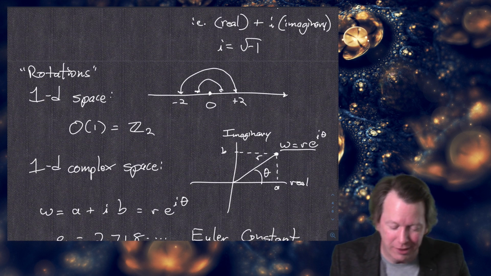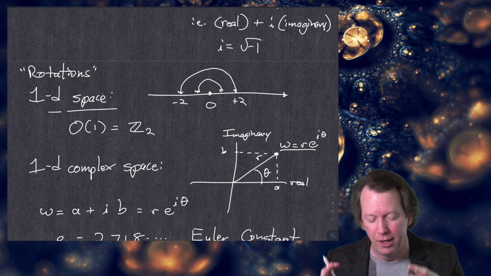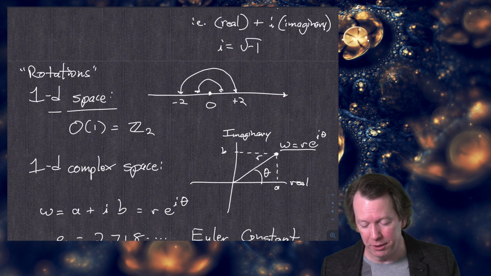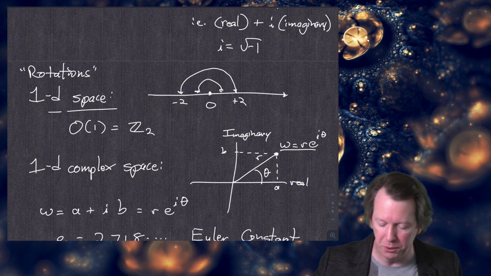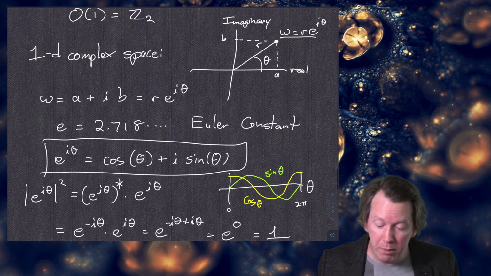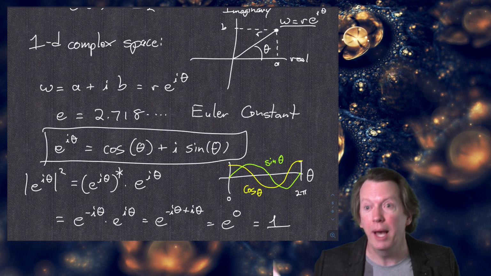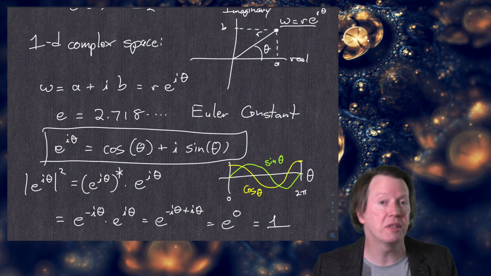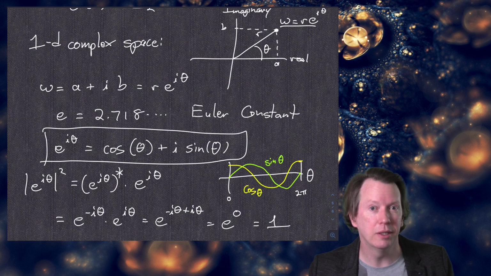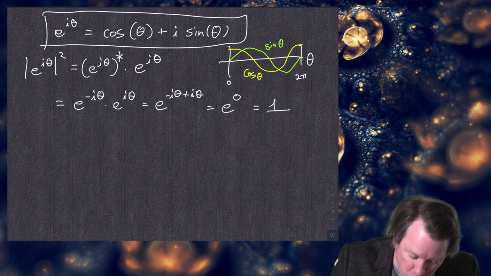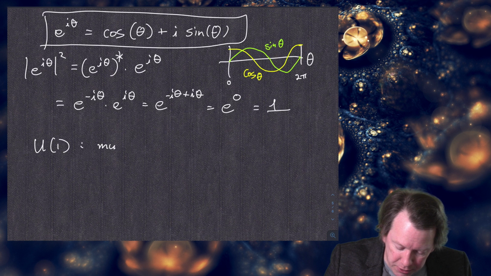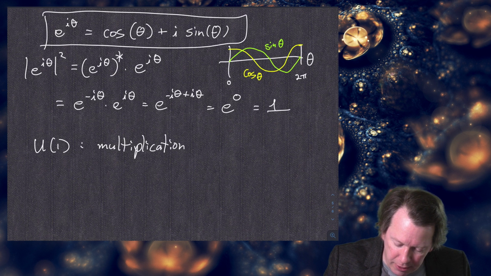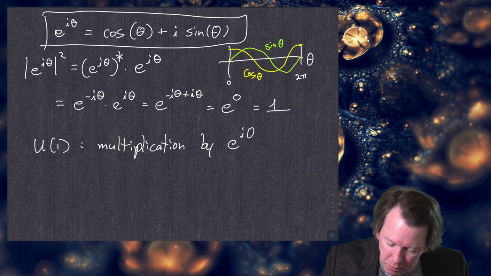Well, we said up here, in one-dimensional space, the orthogonal group is just flips. It's just Z2. It's either you flip it or you don't. Those are the only two things to do. In one-dimensional complex space, you have really two dimensions to work with. There's another thing you can do. You can rotate. So the group U1 is actually multiplication of a complex number by e to the i theta.